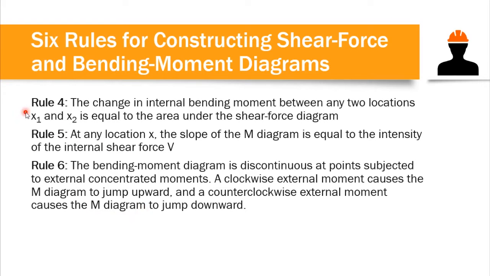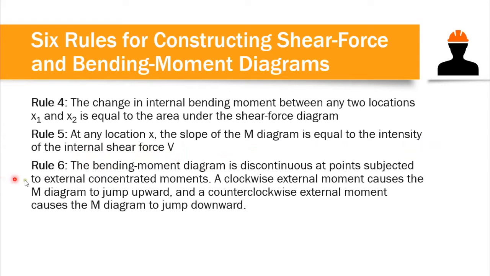For rule number 4, if we want to compute the change in the internal bending moment, we just compute the area of the shear diagram between that specific interval. For example, to compute the change in moment between x1 and x2, we compute the area of our shear force diagram between x1 and x2. Rule number 5: the slope of our moment diagram depends on the intensity of the internal shear force.